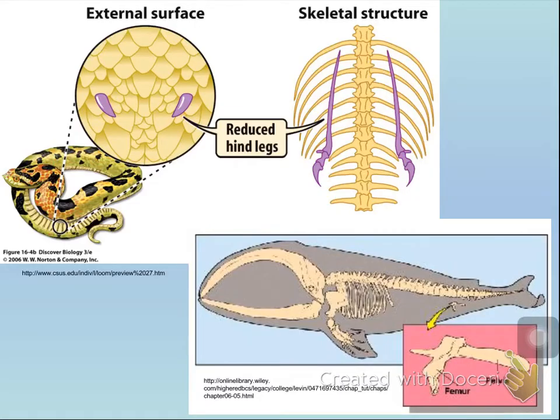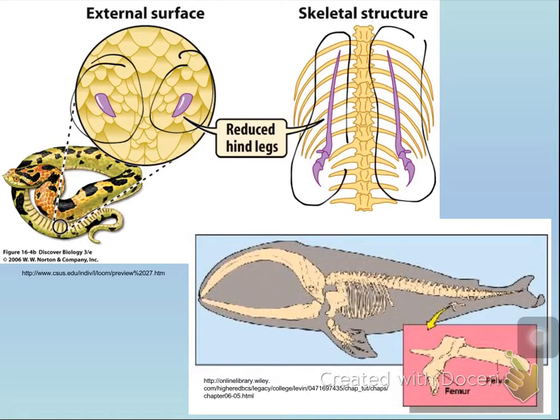In boa constrictors, on the outside, there are little tiny legs. So these things on the underside of a boa constrictor are these little tiny nubs. But if you look inside the body of a boa constrictor, there are actually bones in there that are very much like the rear legs of a lizard. So these are a vestigial structure.